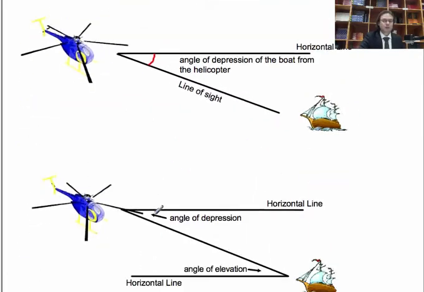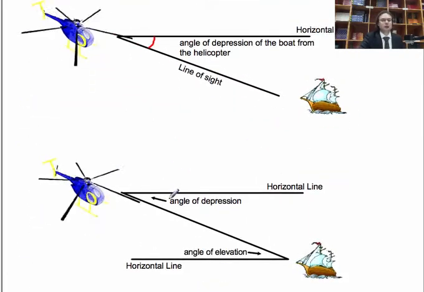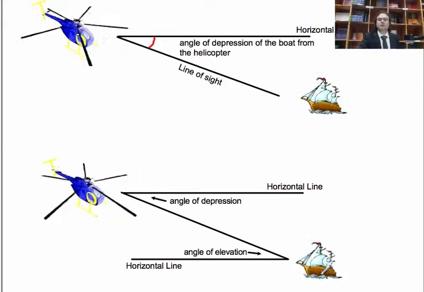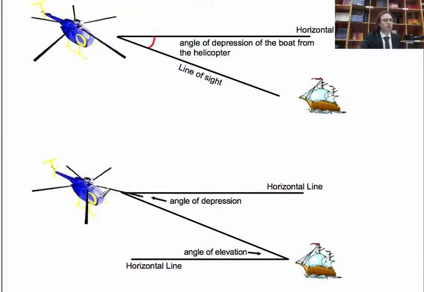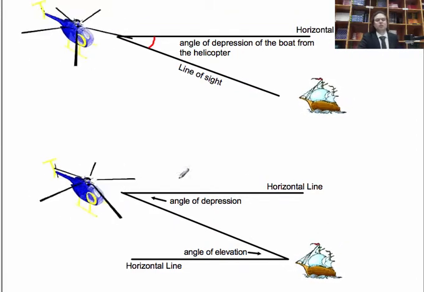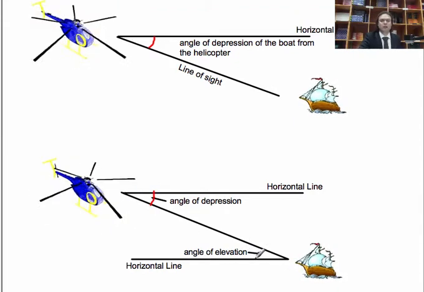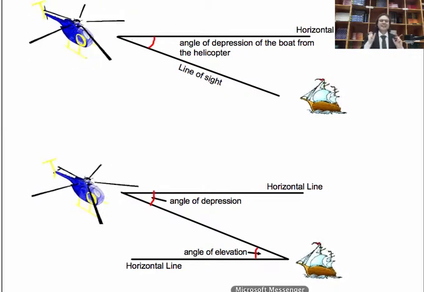Okay? Now, basically, here's my angle of depression. Here's my angle of elevation. Angle of elevation, in this case, is only the ship looking to the helicopter. Angle of depression is the helicopter looking down to the ship. And we're always going from a horizontal. Alright? We're always going from the horizontal to find that angle. That is a key thing.